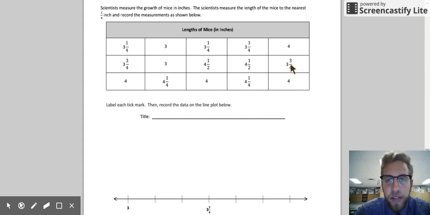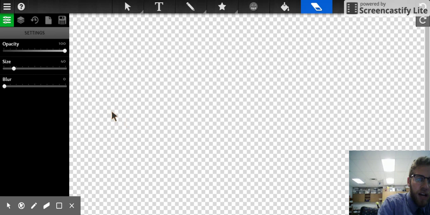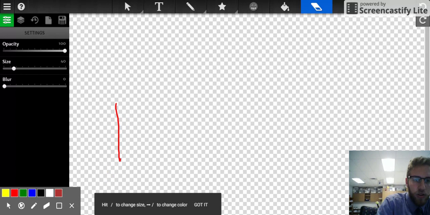And let's pick one of these numbers again to use. Let's do 4 1/4. We know that's how long a mouse is. So going over to my drawing pad here, I'm going to make a fake ruler real fast.